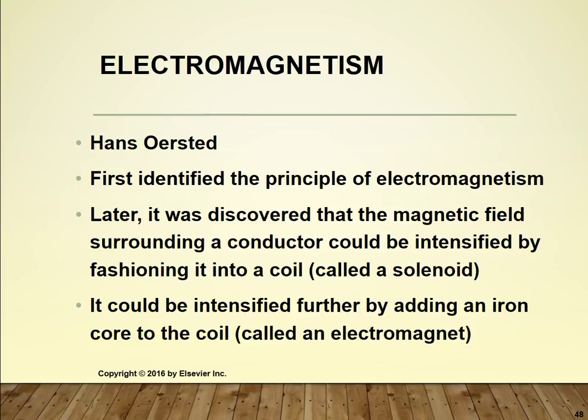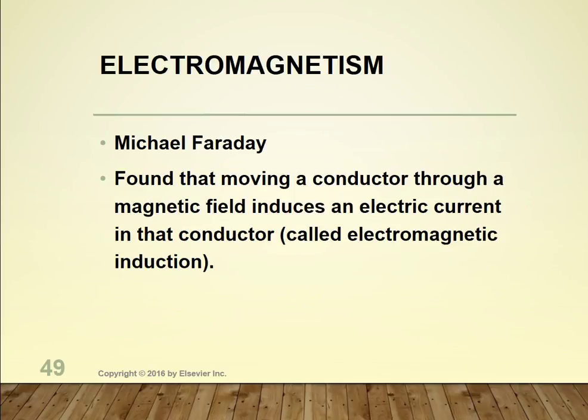So originally, the needle of a compass is deflected when it's close to a current. And then if you coil it, it'll get even stronger. And then if you put an iron core in the coil, then it becomes an electromagnet. So that's where we get electromagnetism. These two things work well together.